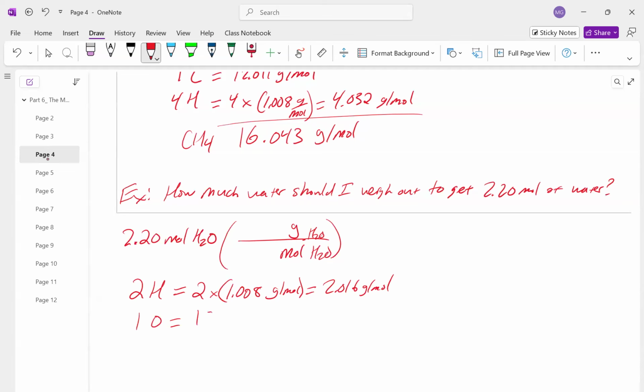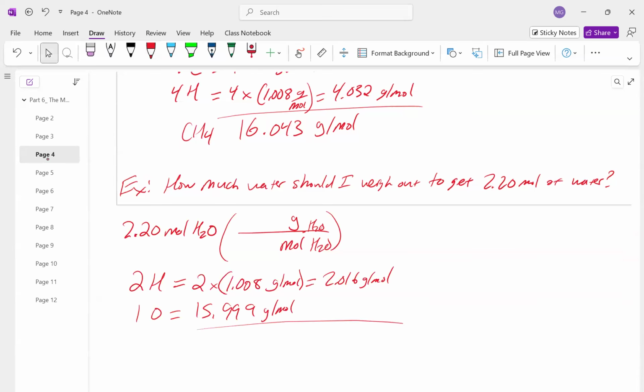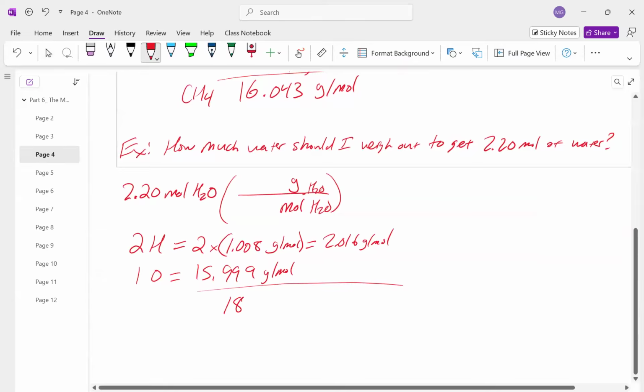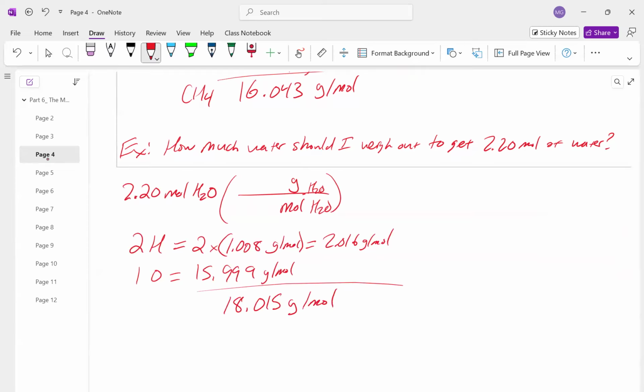So that's 15.999 grams per mole. And I add all that up. So the molar mass of water is 18.015 grams per mole.